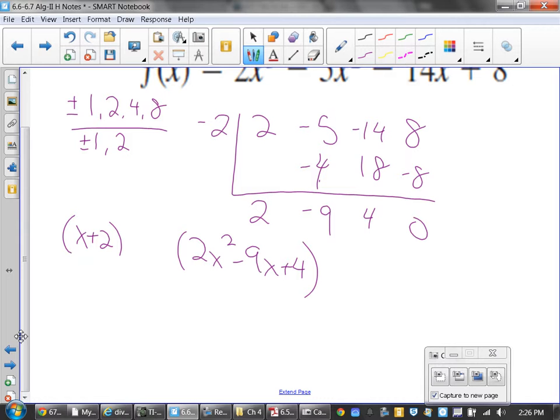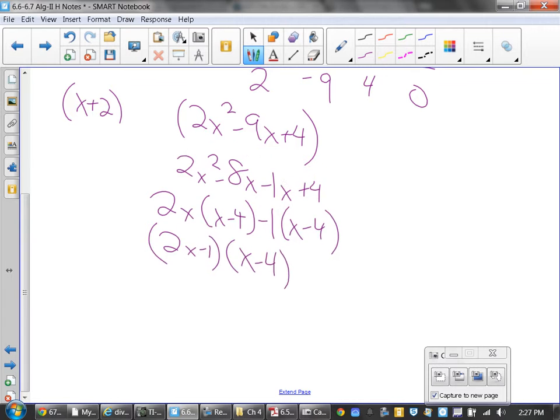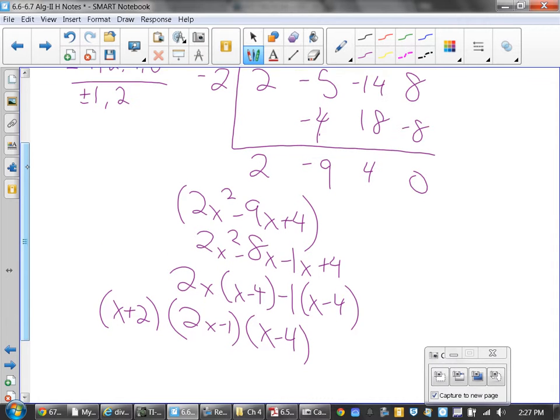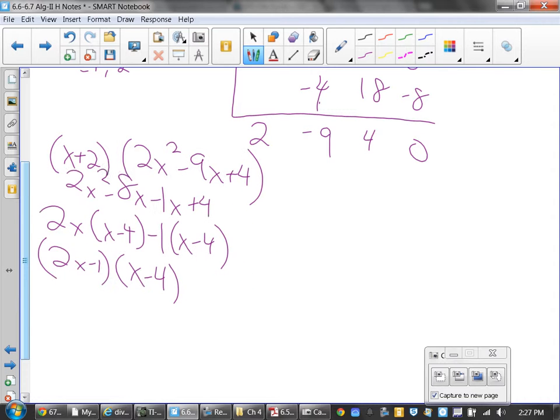So you can split the middle term: 2x squared minus 8x minus 1x plus 4. Factor via grouping: 2x times x minus 4, minus 1 times x minus 4, and you wind up with 2x minus 1 times x minus 4. So you do get a half, in this case. Now, let's use a half. Let me move this over a bit.